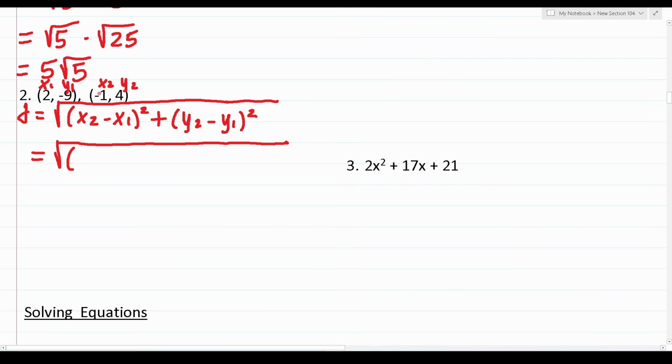What is x2? Well, that's right there. It's -1 minus x1. It's right there. It's 2. And that's going to be squared plus y2. It's right there. It's 4 minus y1. It's -9. Of course, that's going to be squared. Let's go ahead and take care of this arithmetic. Again, right here we have a double negative, so that's going to become plus.